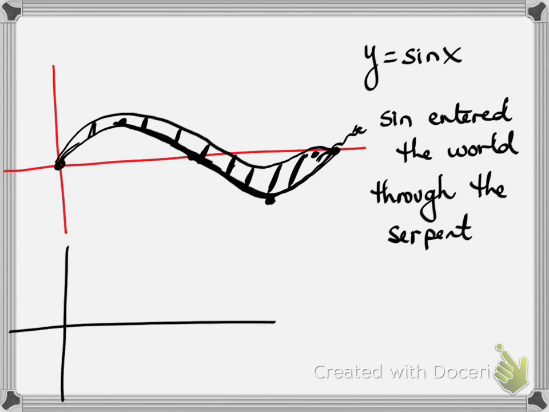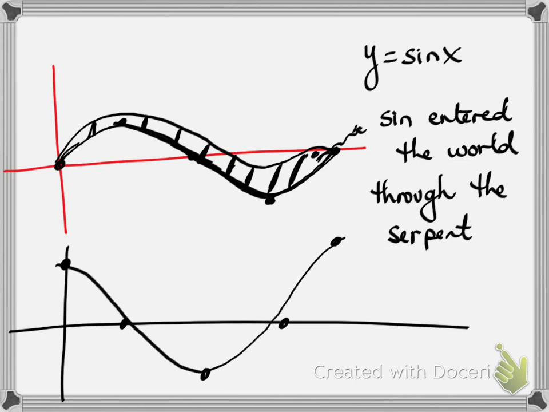But the cosine curve, when you sketch it, it always starts high, crosses 0, hits its low point, crosses 0, and finishes high again. So that's what cosine looks like. That's how you can keep the two straight. Sine looks like the serpent.